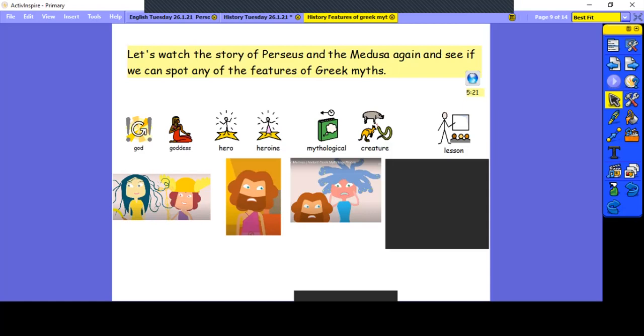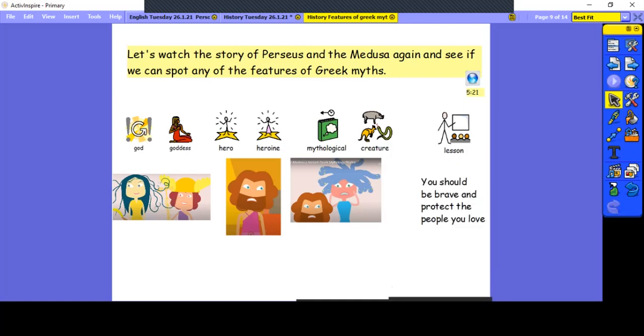This was really hard, and you might not agree with this as a lesson, but I thought the lesson in this story is that you should be brave and protect the people you love. And that's because Perseus was the hero of that story, and what he did is he said, no, I'm not letting my mum be imprisoned. I don't want that to happen. And he went to great lengths and put himself in great danger and had to be very brave to protect his mum and to rescue her from that evil king Polydectus.